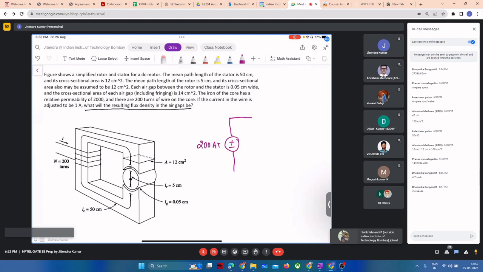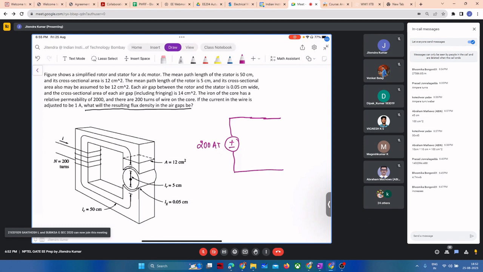Now, since we have to compute flux density in the air gaps, we must compute the flux in the circuit, right? Then we are given the area, we can compute flux density. The next task of ours is to draw reluctances or identify how many reluctances are in this circuit. So for this network to be completed, how many reluctance elements will be required?